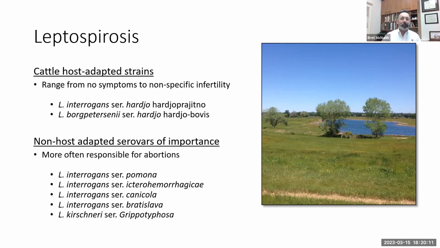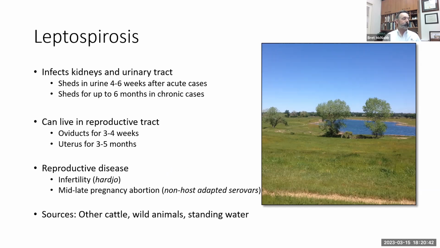But now it gets into the cattle that aren't used to it, and it can cause these big abortion storms or a high incidence of abortion. So the two that we get most concerned about in California, again, are Hardjo-bovis and the Pomona strain of the non-host adapted. So we're going to make sure that our vaccines hopefully contain those. And when we think about leptospirosis, it's really thinking about the control of the disease, not so much eradication, not so much mass treatment.